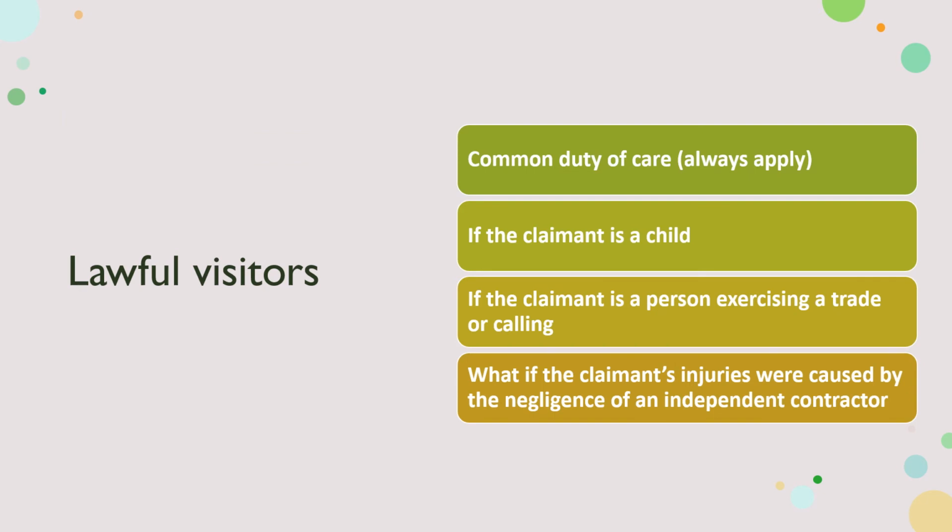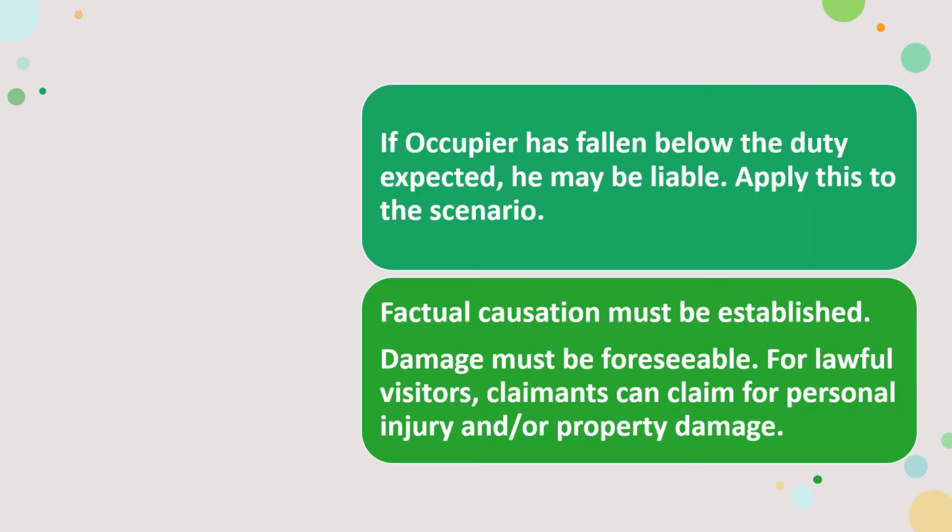Now, there is a common duty of care. Is the claimant a child? Well, Homer is the father of the family, for those familiar with The Simpsons, so we don't approach it. Is the claimant a person exercising a trade or calling? Well, in this particular case, Homer is going up the stairs of the chalet, he's not performing his job, and therefore we don't use this one. But what if the claimant's injuries were caused by the negligence of an independent contractor? Well, again, no evidence of this one, so again, we don't apply.